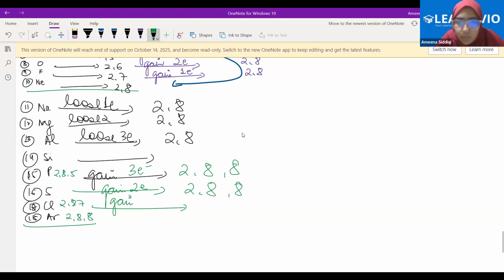So what will it want to do? It will gain one electron. How many valence electrons does chlorine have? 7. Good. How many valence electrons are there in argon? 8. So it will gain 1 electron and therefore it will have the electronic configuration of argon.